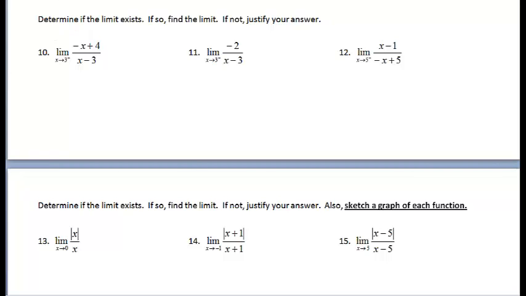All right, so for number 10, the first thing we're going to do is try the direct substitution. That is, plug 3 in, even though we're approaching 3 from the right side. So that would be negative 3 plus 4, all over 3 minus 3. The result is 1 over 0. We know that's going to be a does not exist because that's a vertical asymptote.